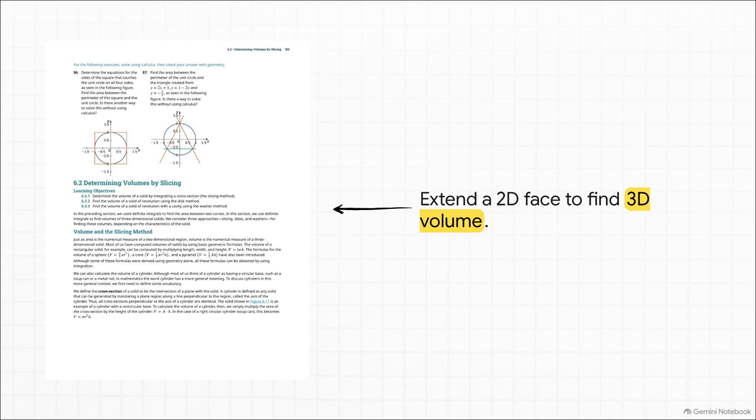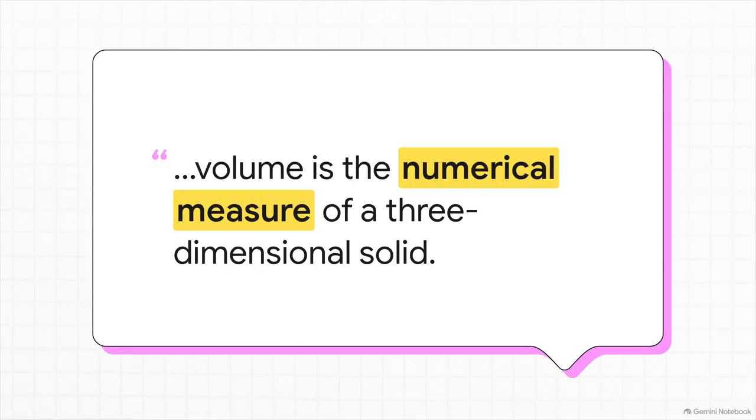the 3D volume is literally just a matter of multiplying that cross-sectional area by the height of the shape along an axis. I really love this quote. Just as area is the numerical measure of a 2-dimensional region, volume is the numerical measure of a 3-dimensional solid. It just clicks, right? Calculus isn't some random bunch of disconnected rules. It's this beautiful, escalating series of logical, geometrical extensions. We stretch a point into a line into an area, and an area into a solid.